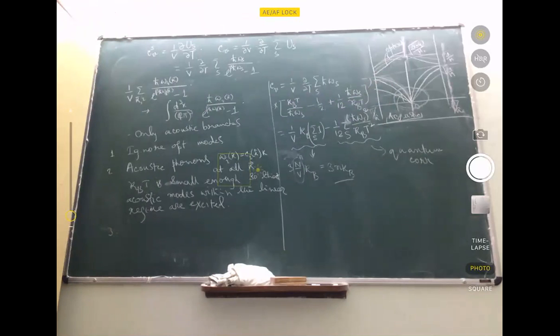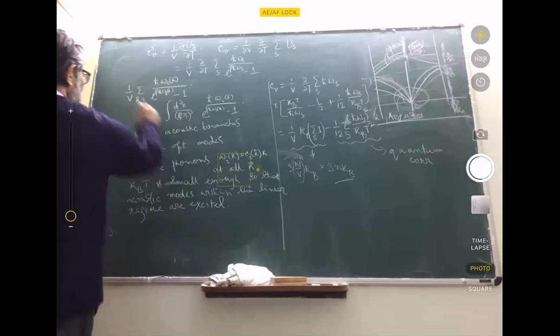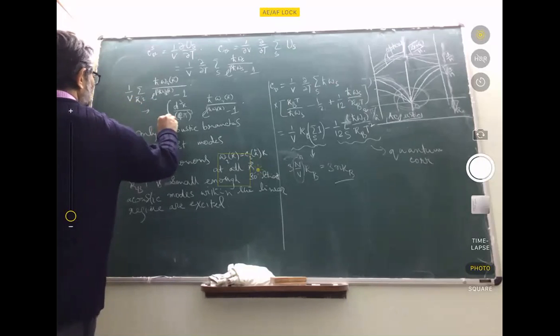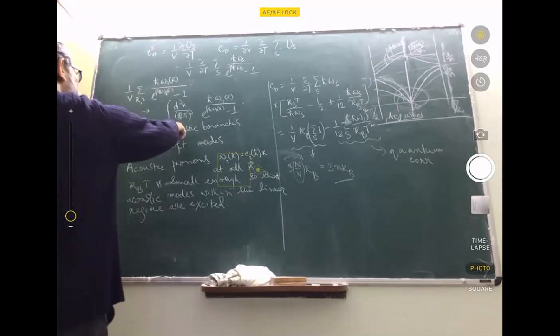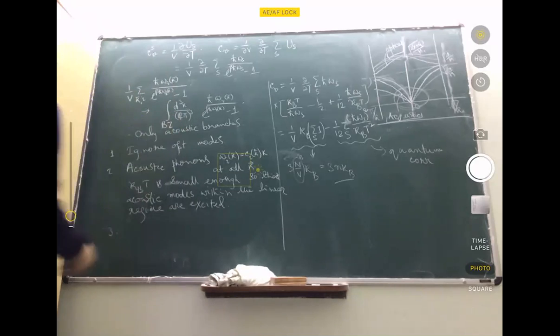And the third is, so this integral, of course, I should be explicit here, is over the Brillouin zone. As a third approximation, we replace this integral over the Brillouin zone by an integral over all of k space.